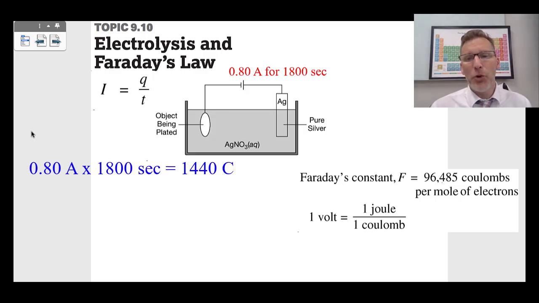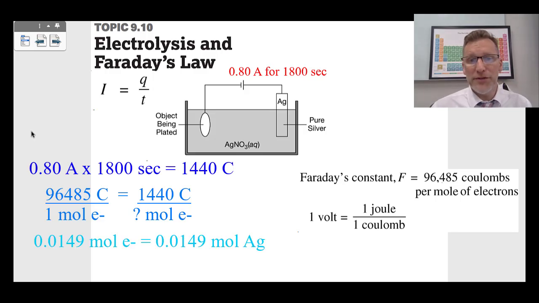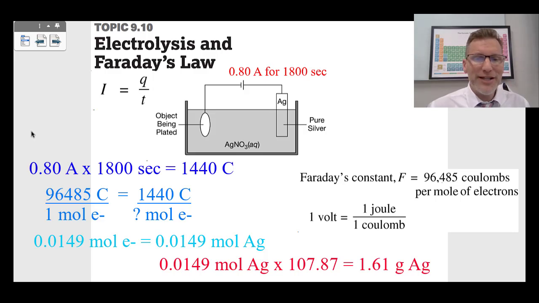Then we're going to set up a proportion using that Faraday's constant. 96,485 coulombs for every 1 mole of electrons. We know we have 1440 coulombs. We can find out the moles of electrons. There is 0.0149 moles of electrons. And since for every 1 mole of electrons transferred, there's 1 silver ion, you can see silver is +1, then we know we have 0.0149 moles of silver. We can multiply that by the molar mass, and we get 1.61 grams of silver that's plated.